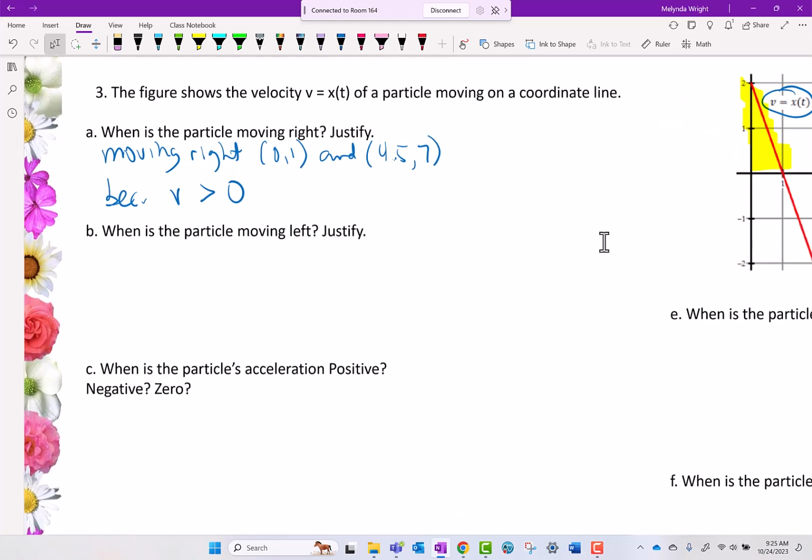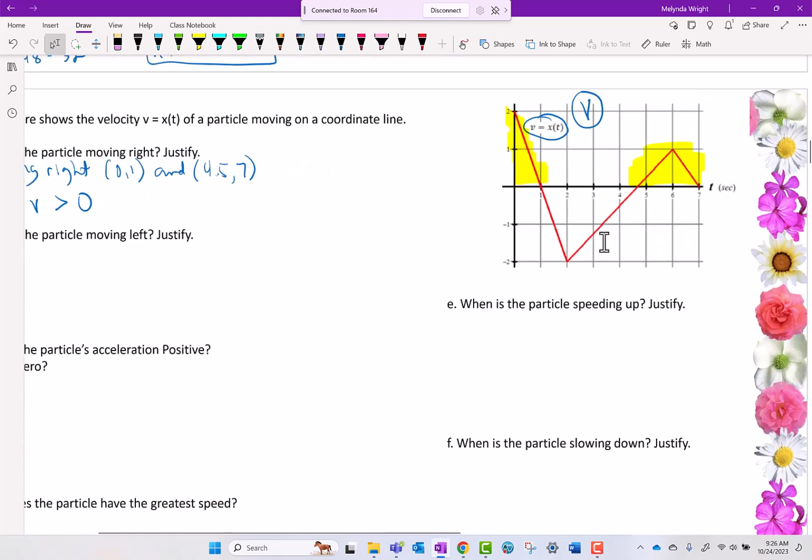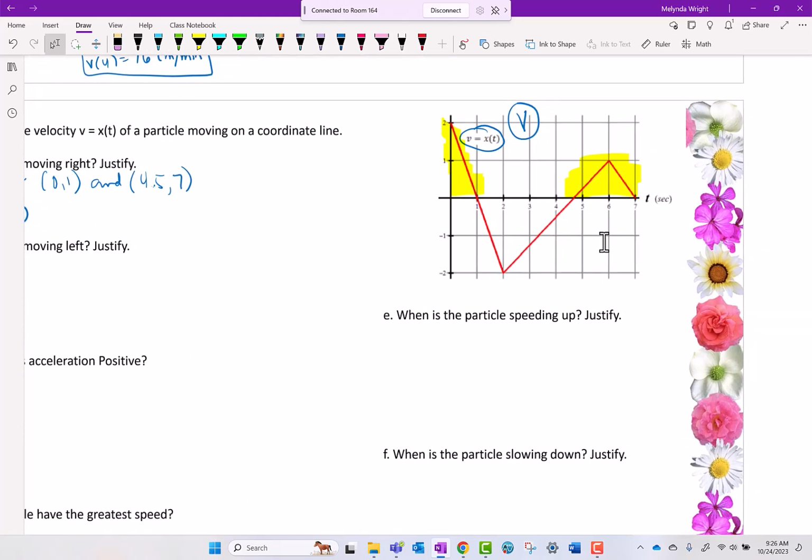Okay, when is the particle moving left? So thinking back to the rules that we would have memorized, the particle is moving left when velocity is negative. So I'm looking over here, I'm looking for the y value to be negative. Okay, the y values are negative here. So this is where the particle is moving left.